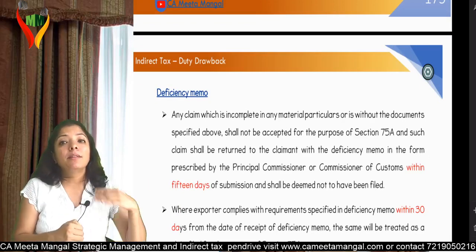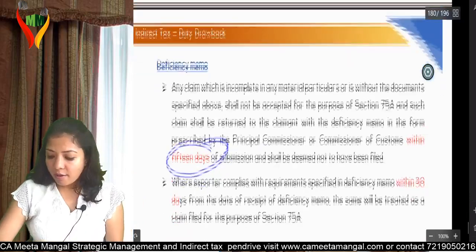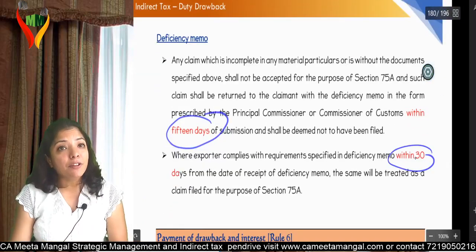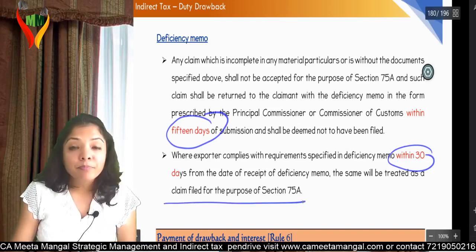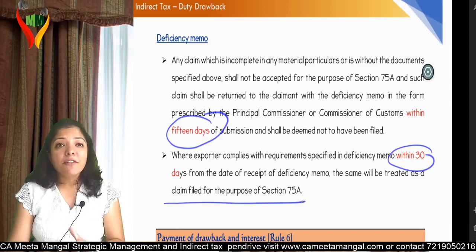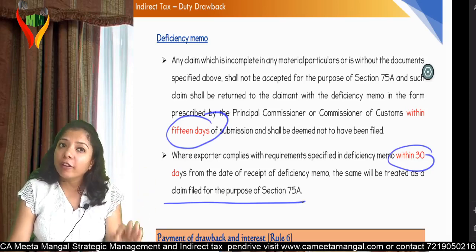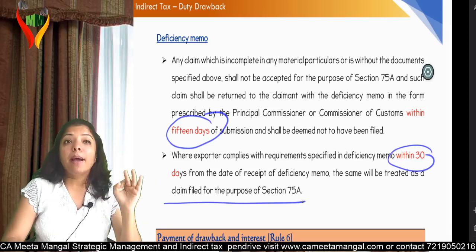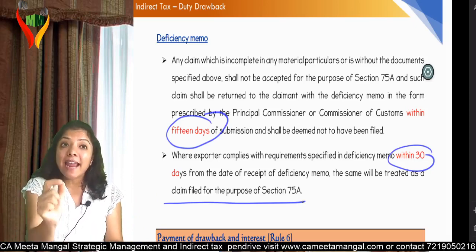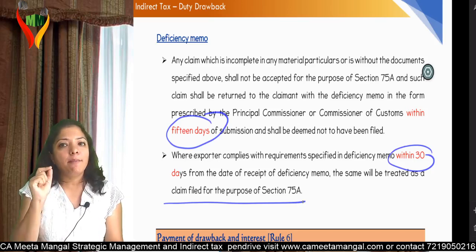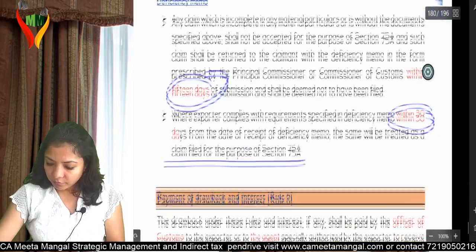But assume there was some deficiency, you have informed me within 15 days, and after you informing me, within 30 days I have met the deficiency, and then again you have given me a stamp. That day, the stamp date after my meeting the deficiency, will be considered as the date of claim for section 75A. My whole purpose of teaching you this rule is basically to teach you the date of claim, because if my date of claim goes wrong, my interest calculation will go wrong. Am I clear?